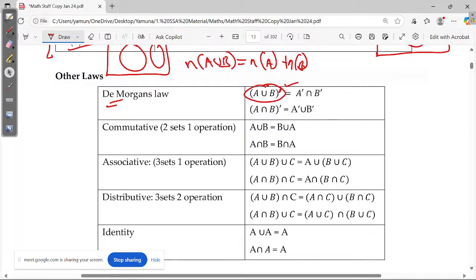See, when we use this complementary operation, union will be changed to intersection. Likewise, intersection will be changed to union. This was found by De Morgan. That's why I call this De Morgan's law.